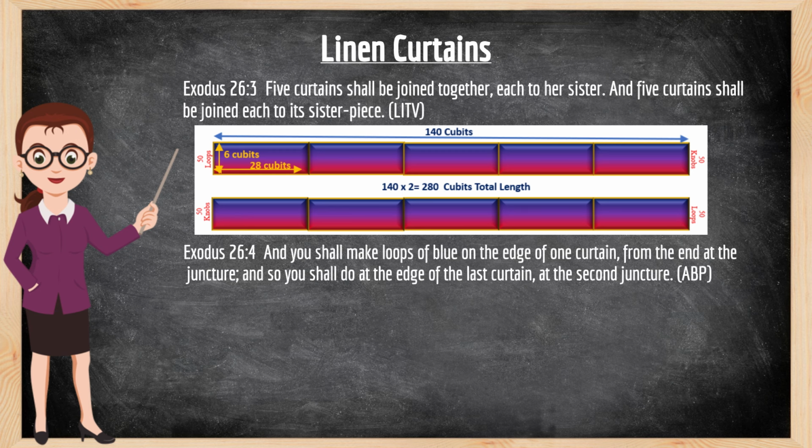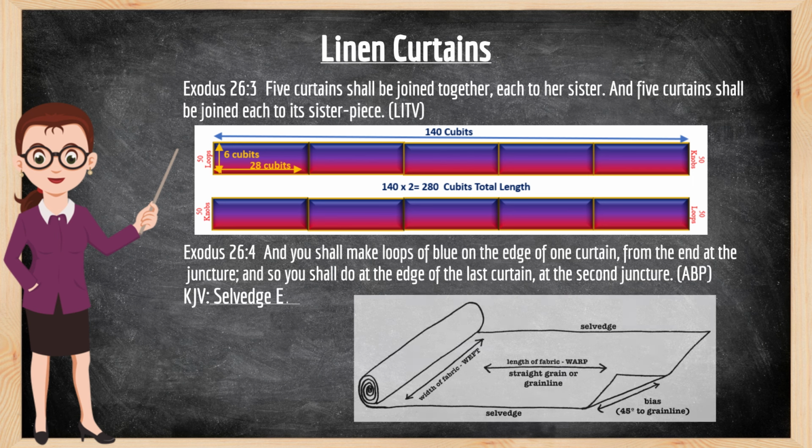Verse 4. And you shall make loops of blue on the edge of one curtain, and on the end at the juncture. And so you shall do at the edge of the last curtain at the second juncture. Now Moses was instructed to place loops at the end of the curtain panels. King James translates this into the selvage end.